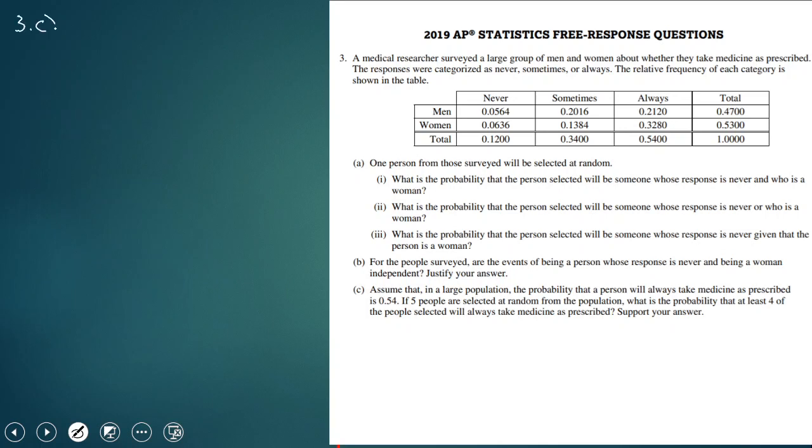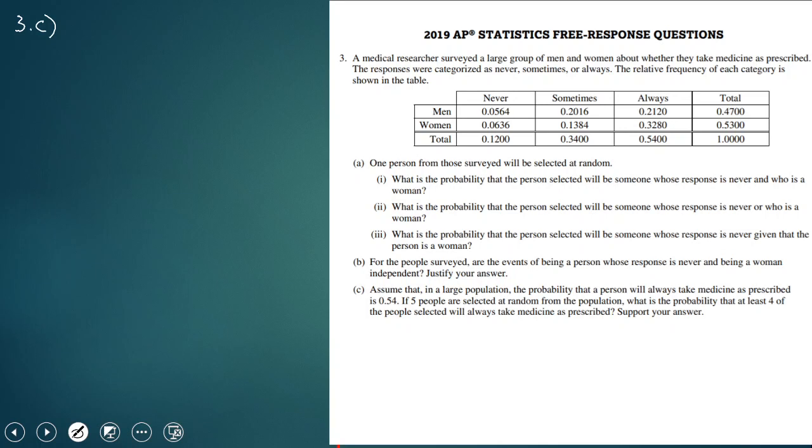Okay. So part C, assume that in a large population, the probability that a person will always take medicine as prescribed is 0.54. If 5 people are selected at random, what is the probability that at least 4 of the people selected will always take medicine as prescribed? Support your answer. Okay, so in things like this, well, you can probably pretty easily see that we're given a probability, we're given a bound, so at least 4, but up to 5.